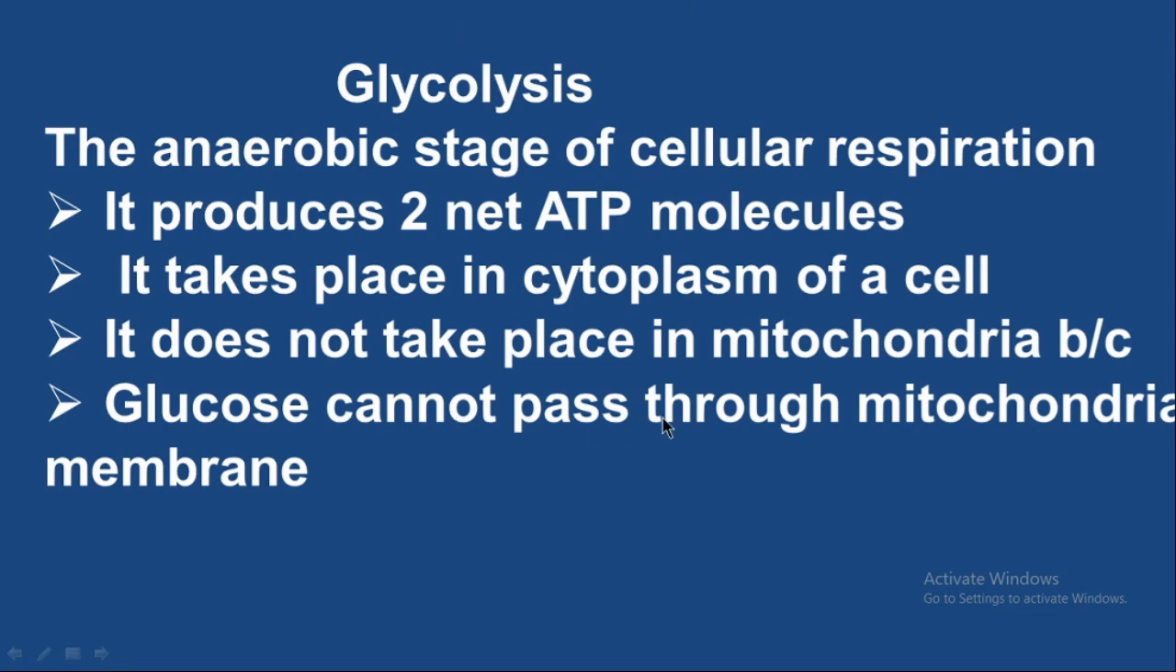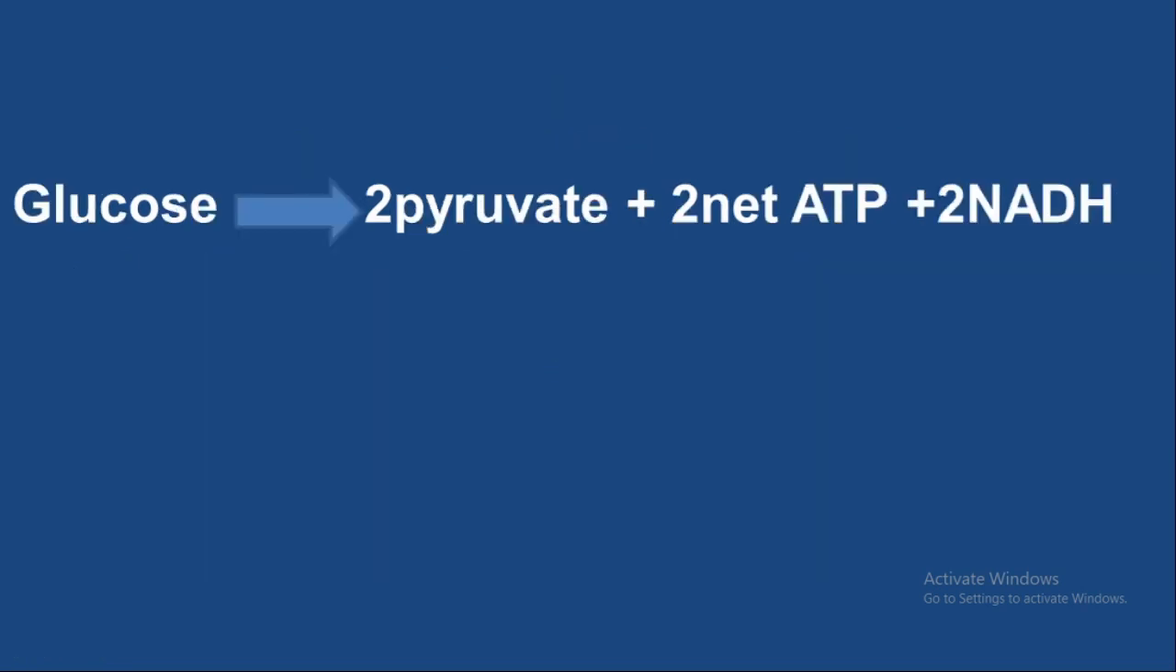Glucose cannot pass through the mitochondrial membrane as there are no carrier proteins on the mitochondrial membrane, and as glucose is too large to pass through it, and therefore glycolysis occurs inside the cytoplasm of the cell.